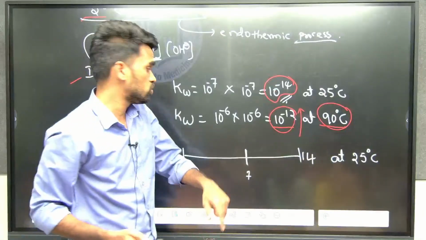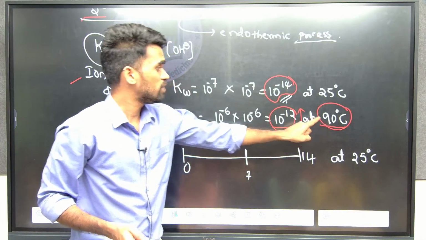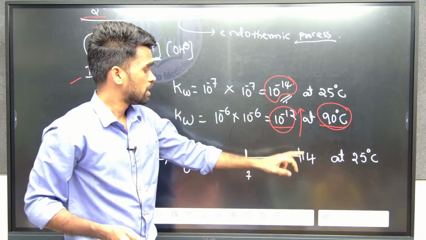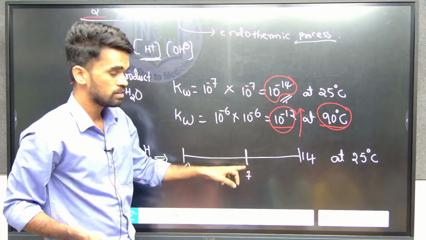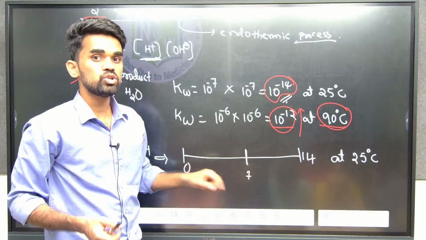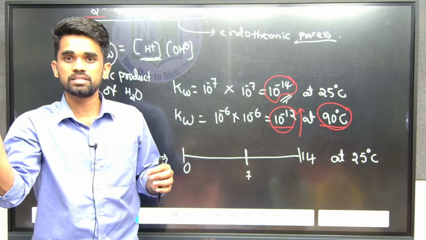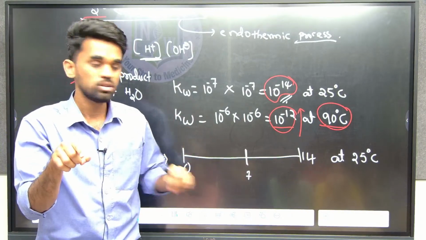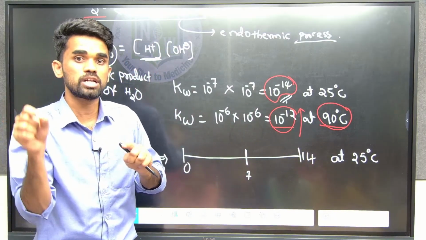Now if I want to express the pH scale at 90 degrees Celsius, what will be my maximum value here? 12. Now when I say 14, what is the neutral point? 7. So if I measure at 90 degrees? 6. So you should not say that on the pH scale 7 means neutral in all cases. No, it is not applicable. 7 means neutral only at 25 degrees Celsius.